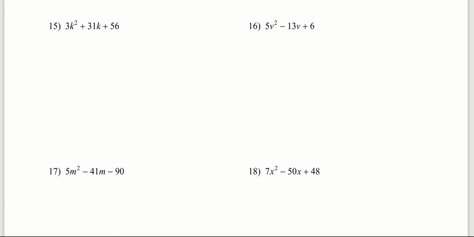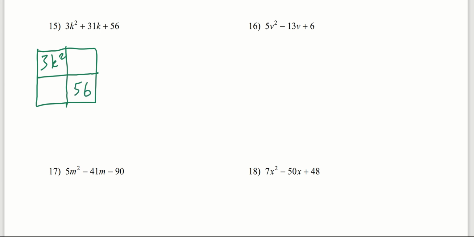So on number 15 here, we have a quadratic again. So again, same box method here. First term of the squared term in the top left, number in the bottom right. And the reason I'm writing these just right away and not trying to take anything out of it is because there's not a greatest common factor that goes into 3, 31, and 56. So I'm going to have to write them like this.